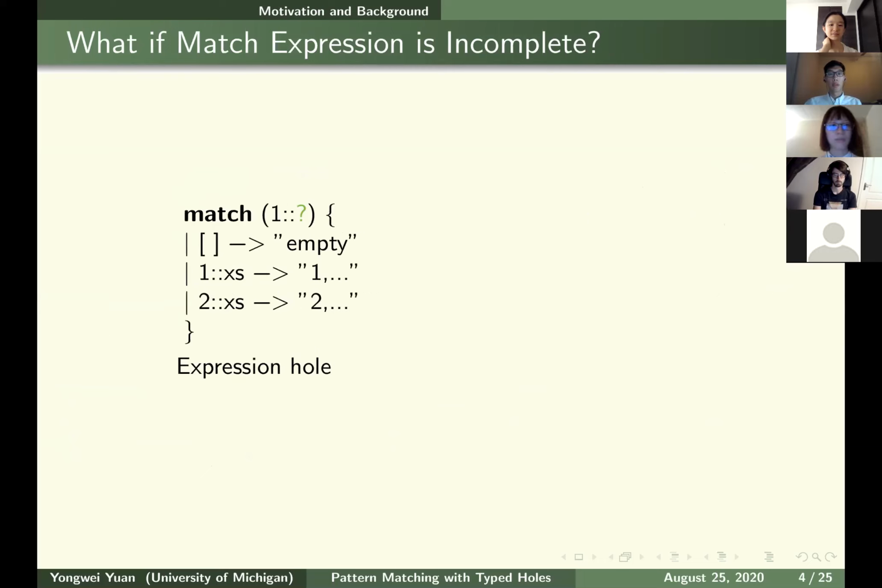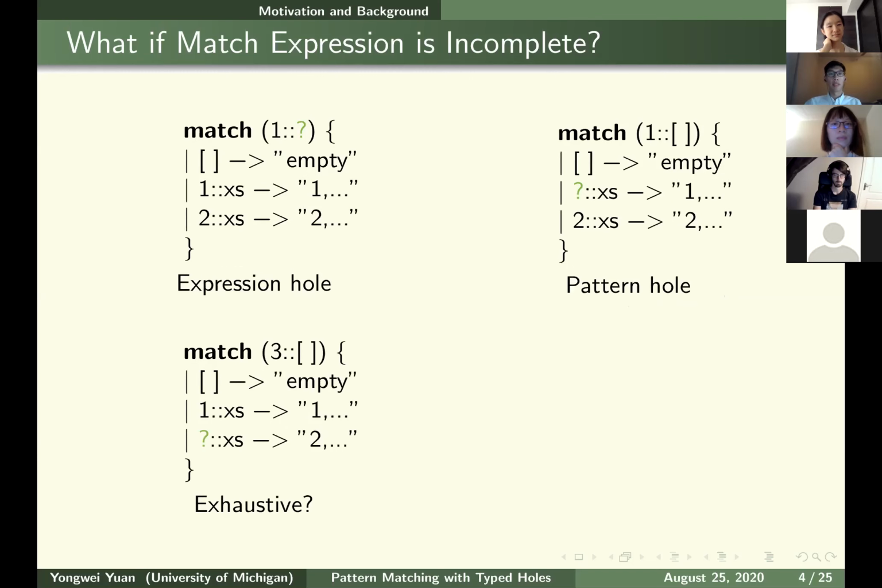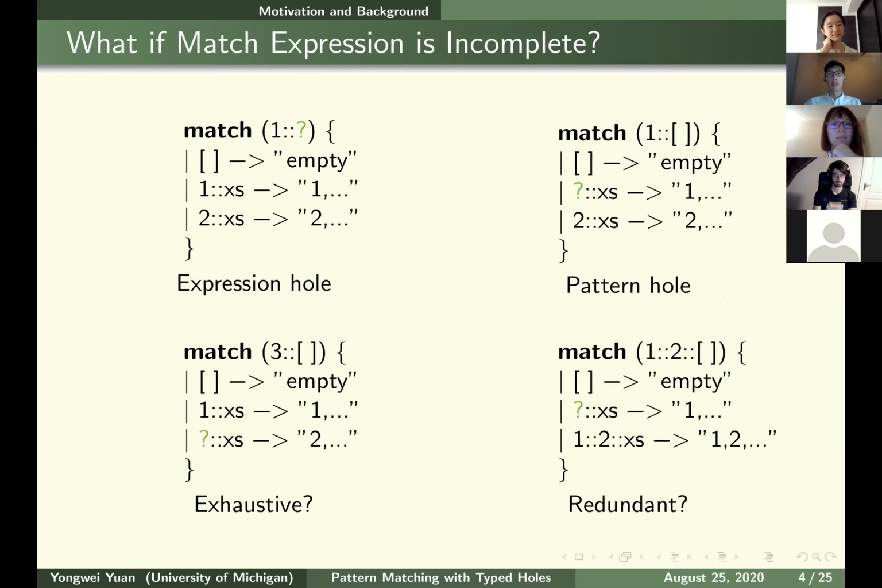What if we have a hole in the scrutinee? What if we have a hole in a pattern? Can we still consider those branches in order and find a branch for the scrutinee? Or what can we say about the exhaustiveness of the branches and the redundancy of a particular branch? It turns out that we may not be able to fully answer these questions since there are holes in the program. What we can do is to feed our type-hole programs to see what they really want to know about an incomplete match expression.